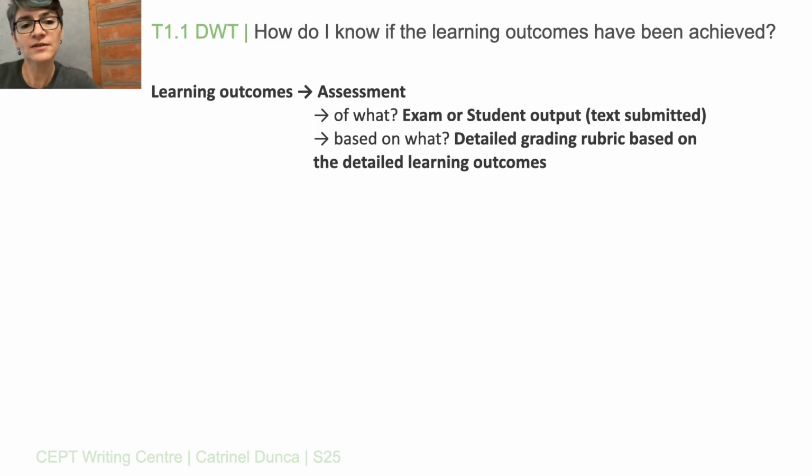And once we have done this, we take the next step and we ask, how are we going to assess whether the students have learned what we wanted them to learn? How are we going to assess whether the learning outcomes have been achieved? We can do that by assessing two things. An exam, so we ask the students to sit and write or take an MCQ test or do whatever in exam mode, or we assess their student output, which is a text that they submitted. How do we assess this?